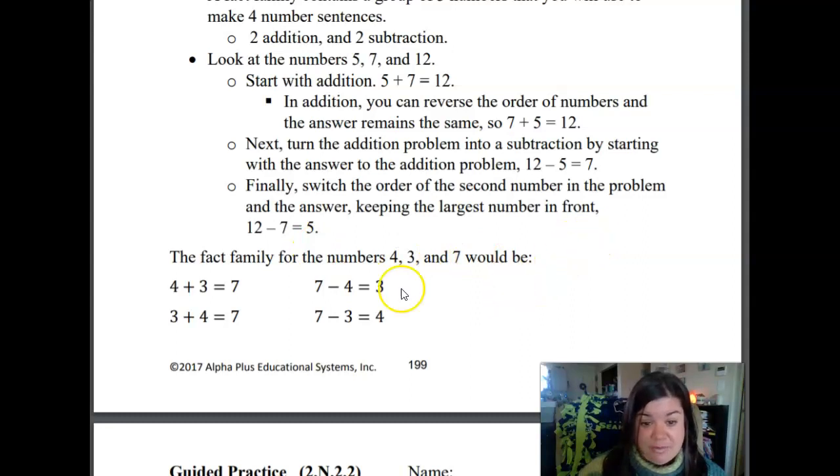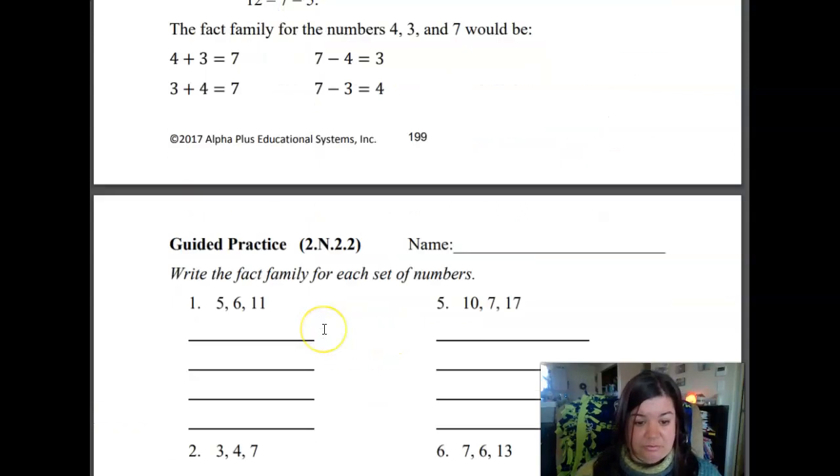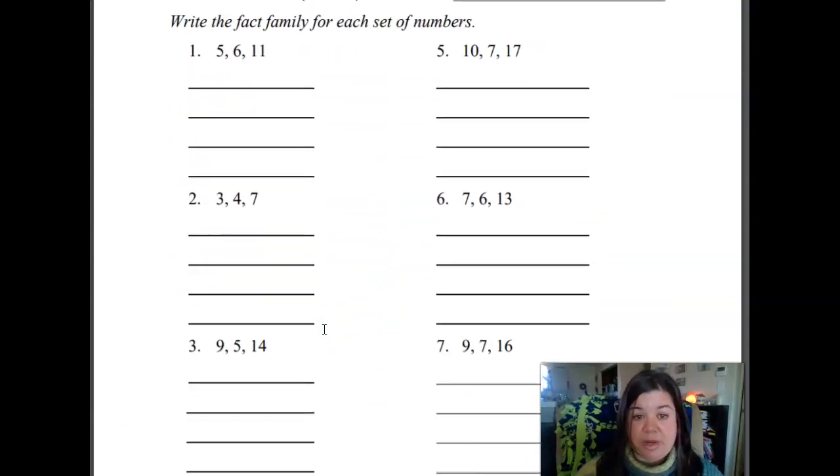So the fact family for the numbers 4, 3, and 7 would look like this. 4 plus 3 equals 7. 3 plus 4 equals 7. So see, we just switched them. 7 minus 4 equals 3. And then we move that answer to this place right here. 7 minus 3 equals 4. And that answer moves over there. Good. Okay, so how would we write these fact families?